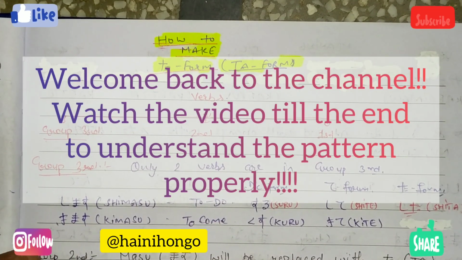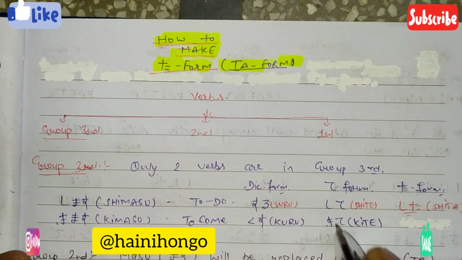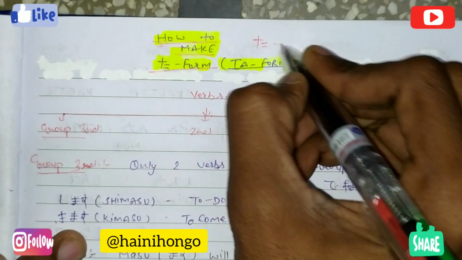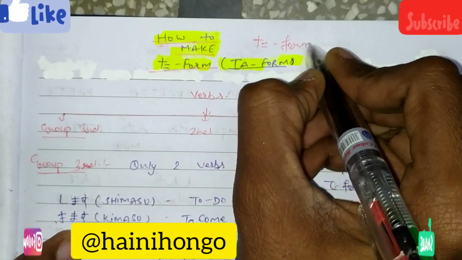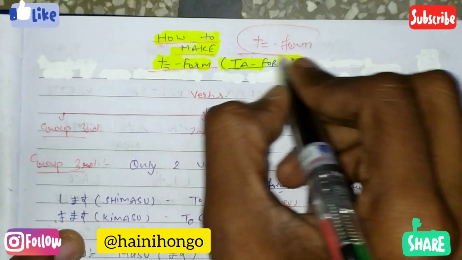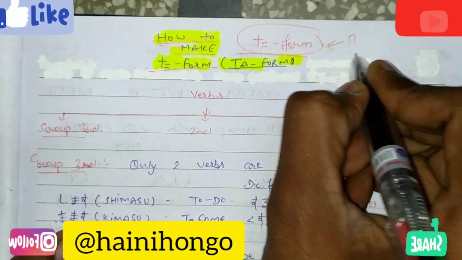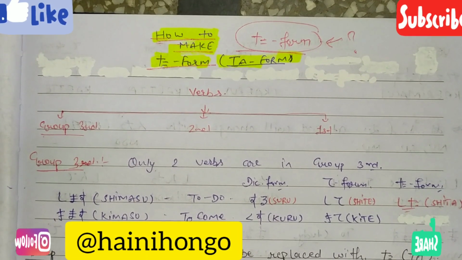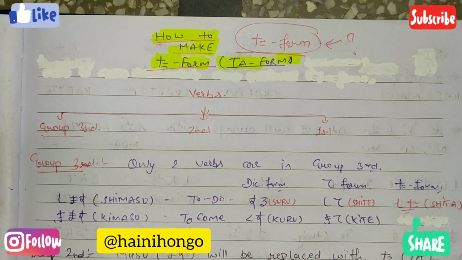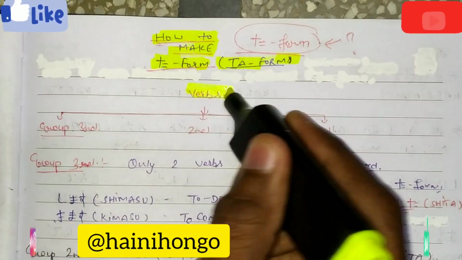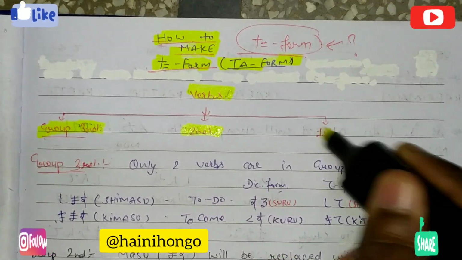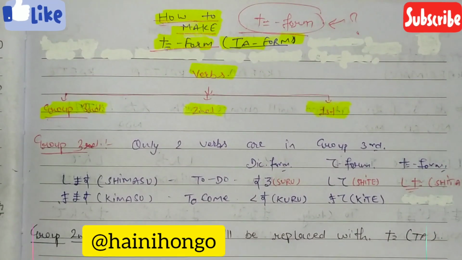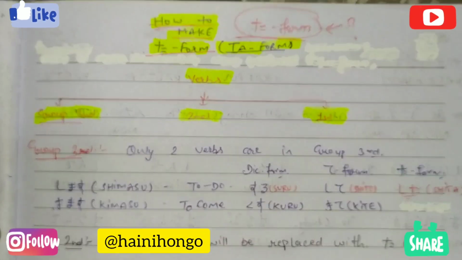This is Pradeep Sharma and today we will learn how to make the ta form of Japanese verbs. We have already learned how to make the dictionary form and the te form, but today we will learn how to make the ta form. We all know that verbs are divided into three groups: group third, group second and group first. For more details, I'll drop the link in the description of Japanese verbs.